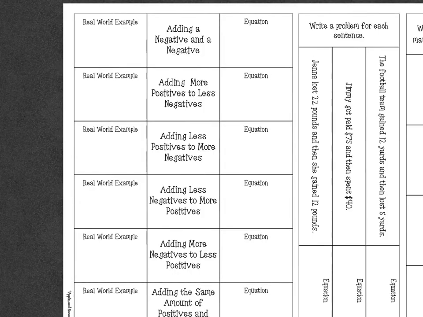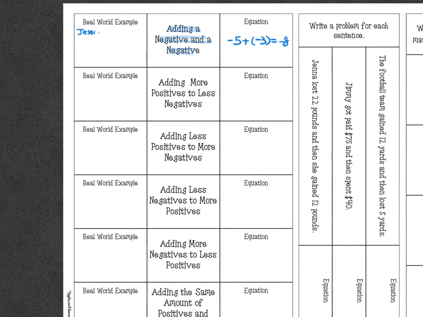Now, here are some real world examples. I want you to create your own real world examples by following these directions. Adding a negative and a negative. So in other words, if I have a negative, then I add another negative, right? I should have negative 8. If you want a calculator, you can borrow one from the classroom. But I want you to translate that and give me an example. So I'll give you an example here.